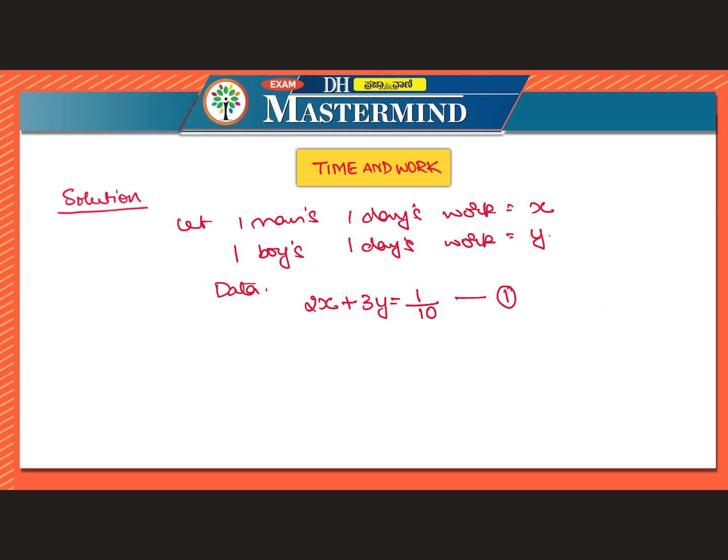The next data provided by the problem statement is that 3 men and 2 boys can do the same work in 8 days. According to this, 3 men and 2 boys can do 1/8th of the work in 1 day. So now we have got two linear equations: 2x plus 3y equals 1/10 and 3x plus 2y equals 1/8. Let us solve these two equations now.